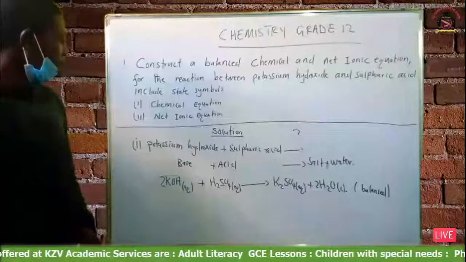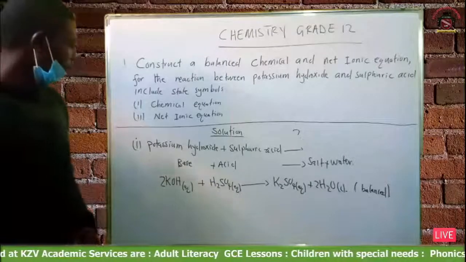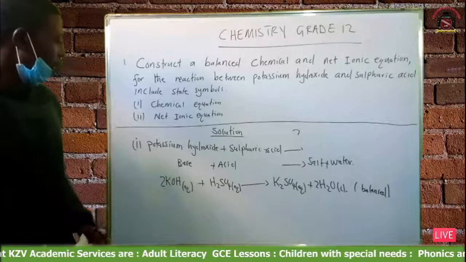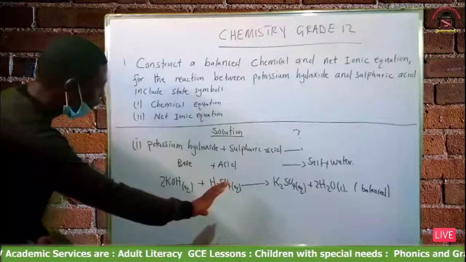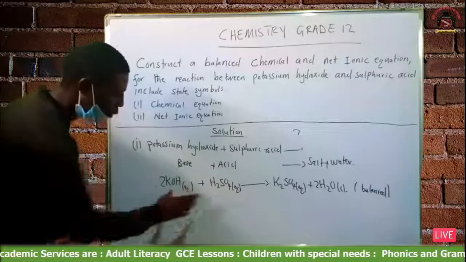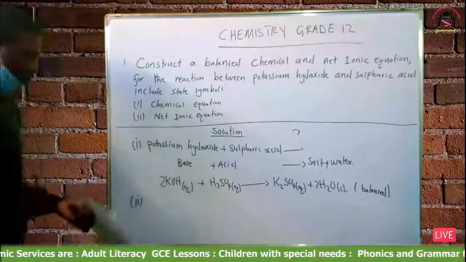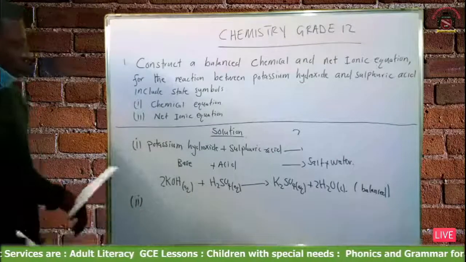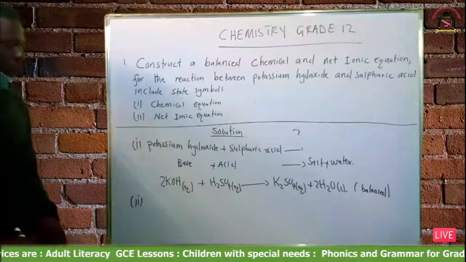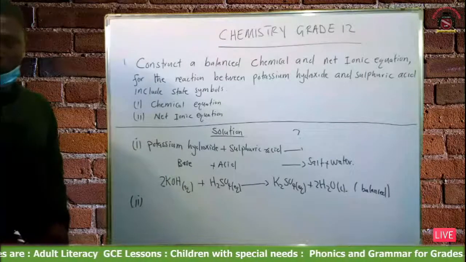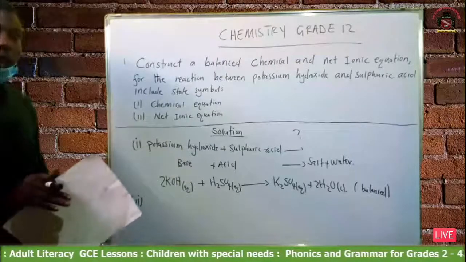Now the second part, we are saying that we should write the net ionic equation. How do we write the net ionic equation? We're going to use the same chemical equation that we just found, and we only write the ionic equation of those compounds or ions that are in aqueous state. Are you following? Yes. Okay, because those are the ones that can dissociate. Those are the ones that can ionize.